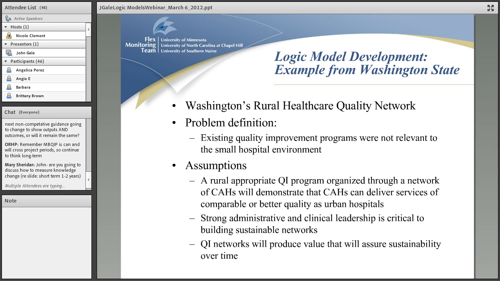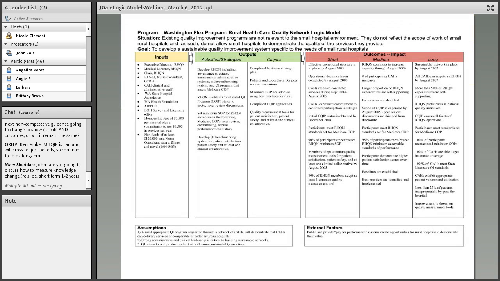They recognized that over time it wasn't possible for Flex to completely support that program, and so the hospitals, to continue investing in it and finding other resources, would need to find value in it. So that's where they started from.